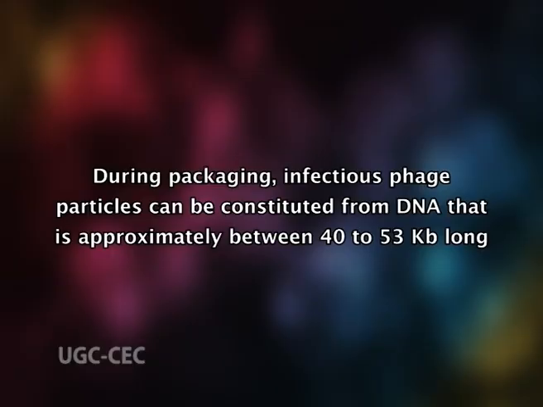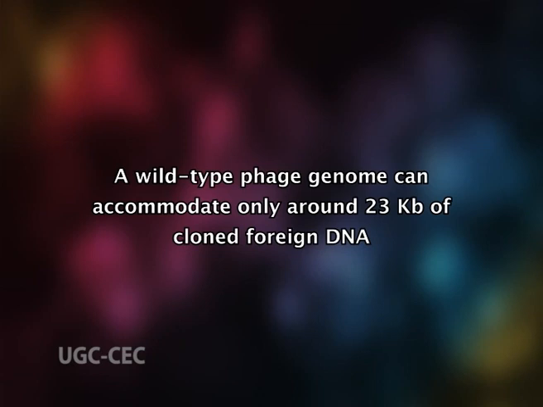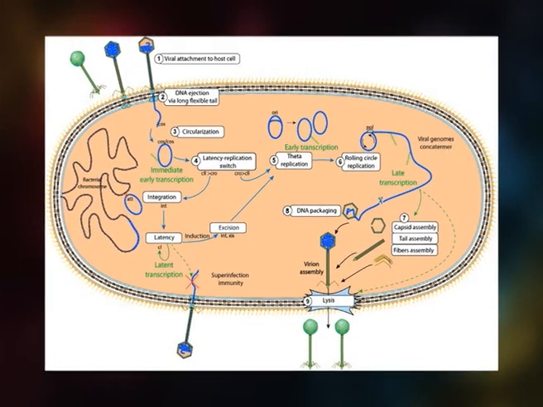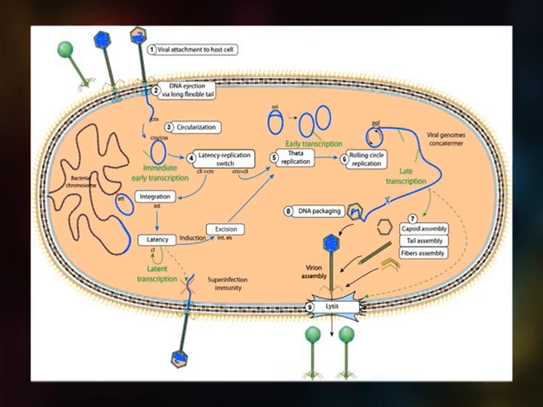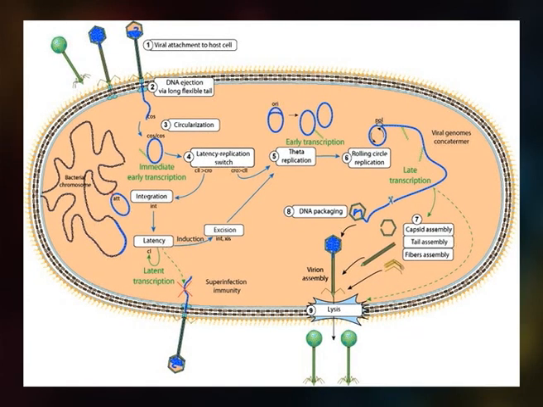This restricts the size of foreign DNA fragments that can be cloned into a lambda phage. During packaging, infectious phage particles can be constituted from DNA that is approximately between 40 to 53 kilobase pair long. Thus, a wild-type phage genome can accommodate only around 23 kilobase pair of cloned foreign DNA. This drawback has been taken care of by careful construction of vectors to accommodate fragments of DNA that are close to the theoretical maximum limit for a particular vector.